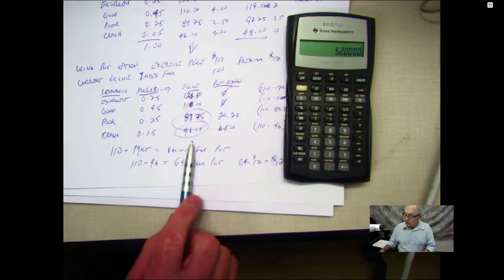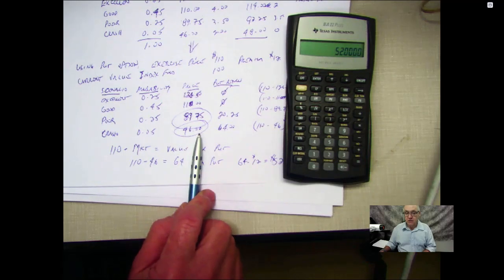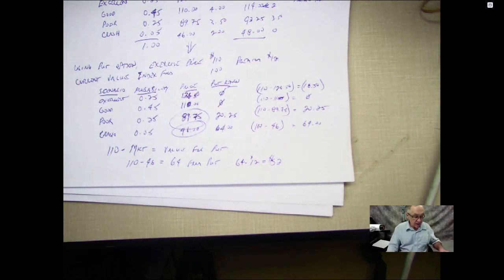So in the two cases where we have either a poor market or a crash, the put actually has some residual value. So well worth having the put. And that analyzes question 14 from chapter 4.